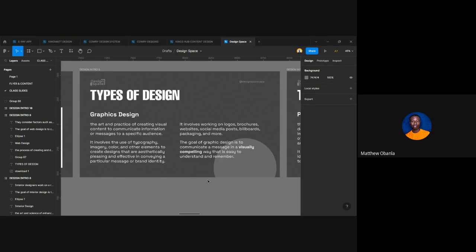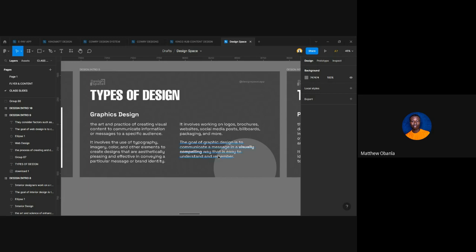So here I mentioned that graphic design involved working on logos, brochures, websites, social media posts, billboards, packaging, and so on. In as much as it is visuals, graphic design encompasses a lot of things.